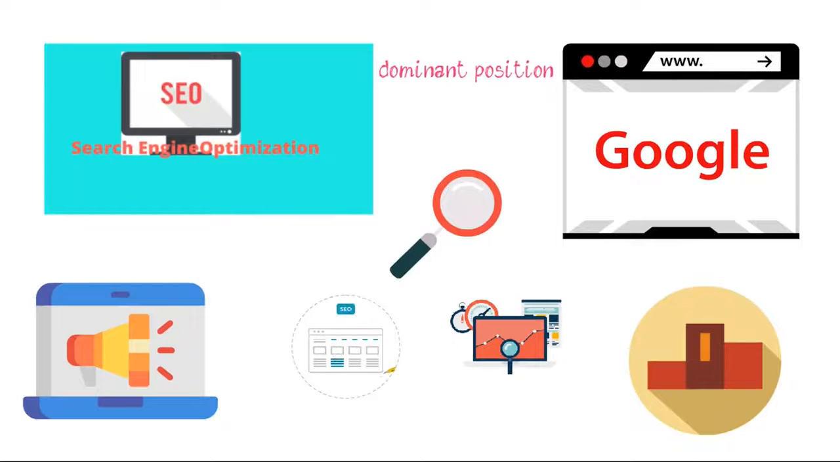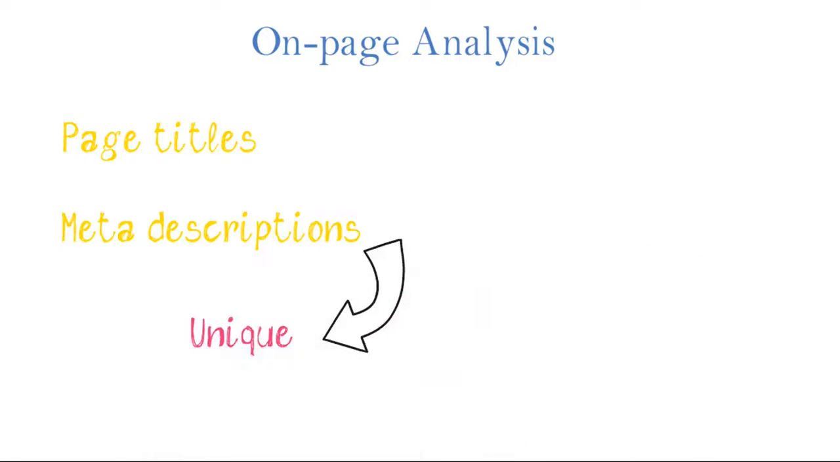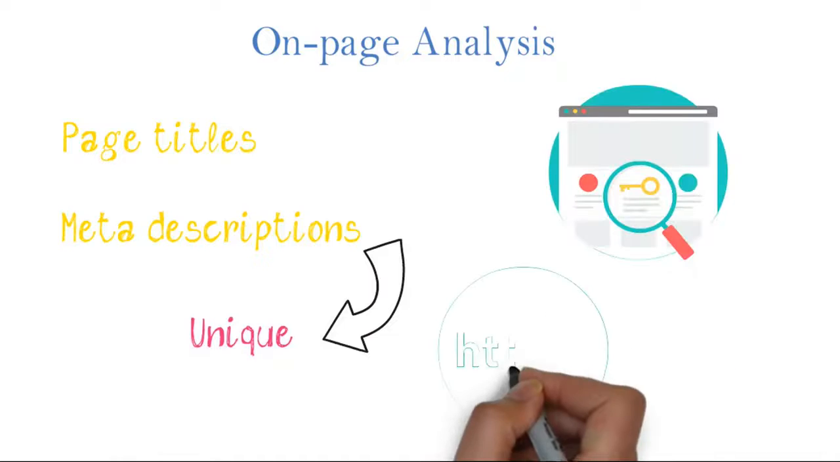On-page analysis: an overview of the content structure on the site itself. It is important to check that the page titles and meta descriptions are unique, that the title and headings contain keywords, or that the URL is optimized.